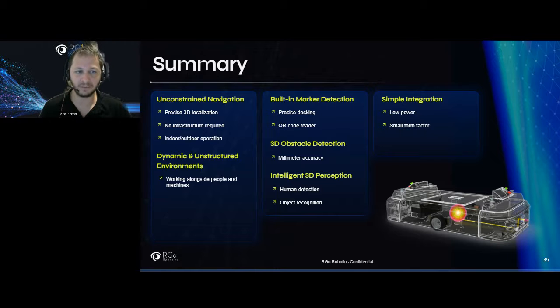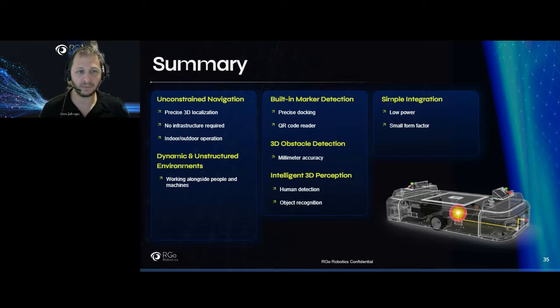For the high precision mode that I mentioned, we have built-in marker detection. This is basically used for precise docking. If you have a charging station or a very specific docking station you want to approach, we can use one of those ArUco, QR, or AprilTags, auto-detect them, and then achieve even sub-centimeter, millimeter-level accuracy. Even the 3D obstacle detection technology and algorithms achieve a very high level of millimeter accuracy.